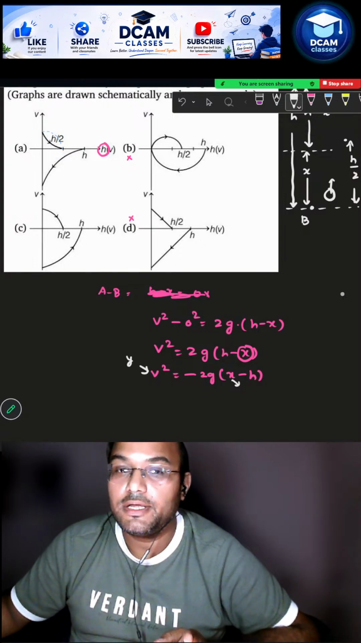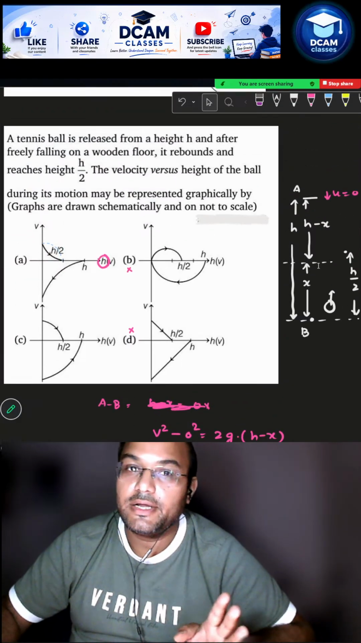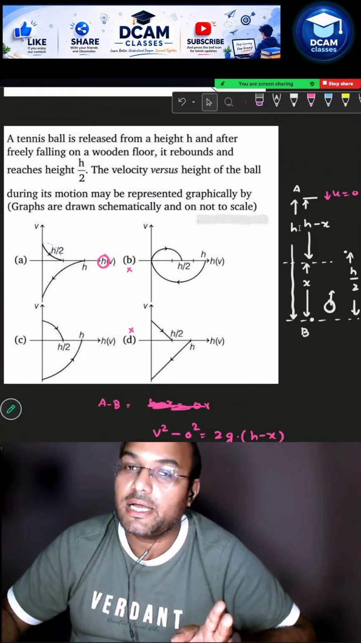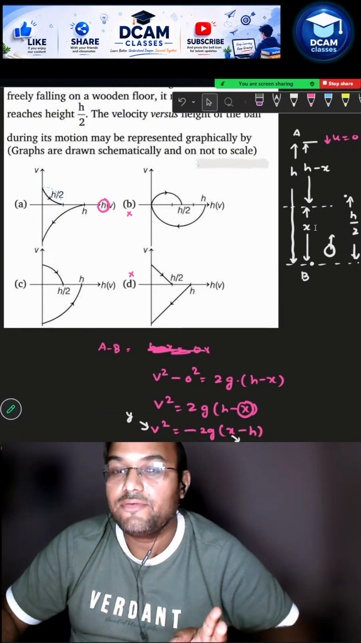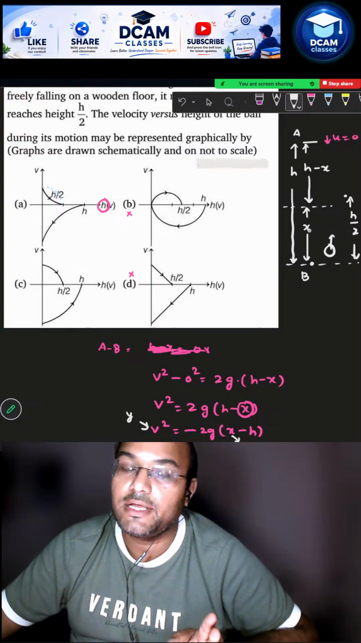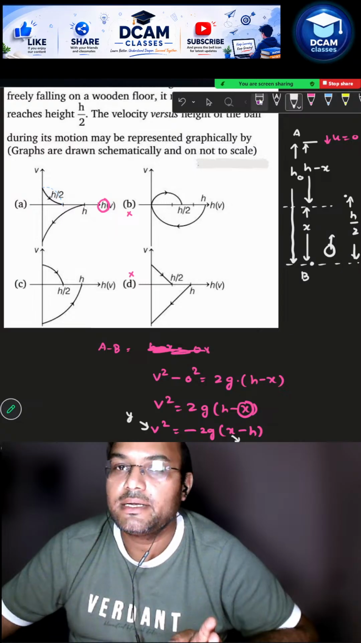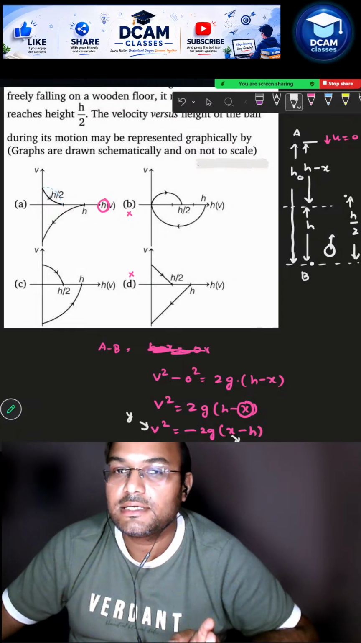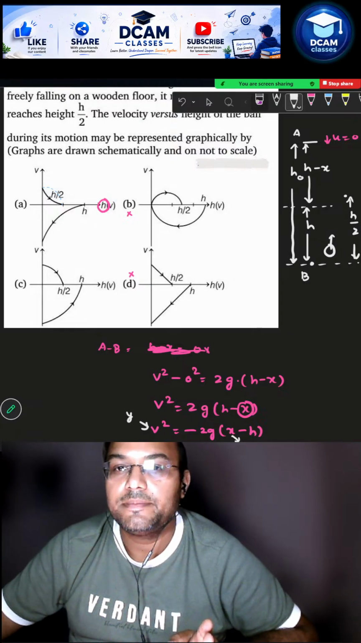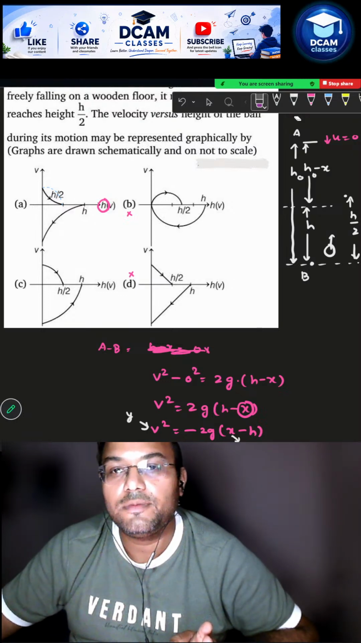You have to be very careful here. Because they have given that it falls from the height h, that is why I have represented x. If I would have represented h as h dash or h naught, then it would be easy for you. Then I'll write x as h, and it would be then h naught minus h. Then you will be able to understand better.